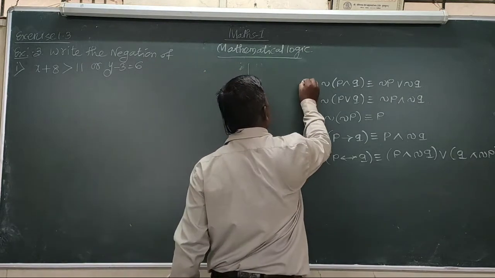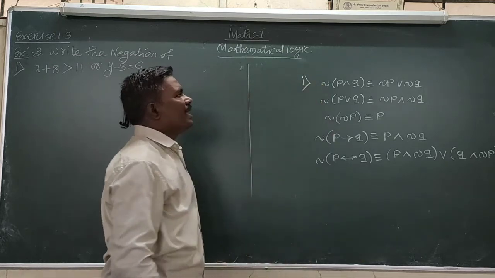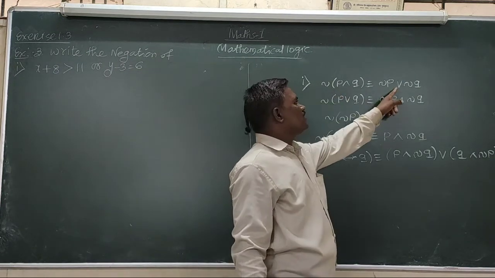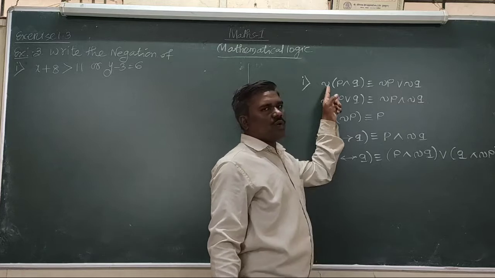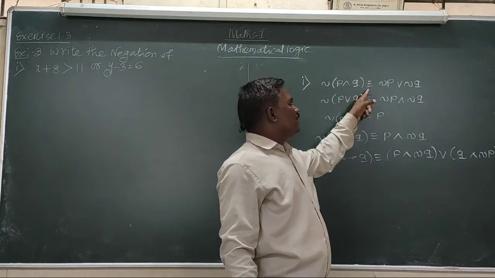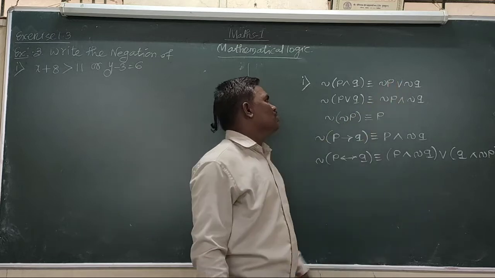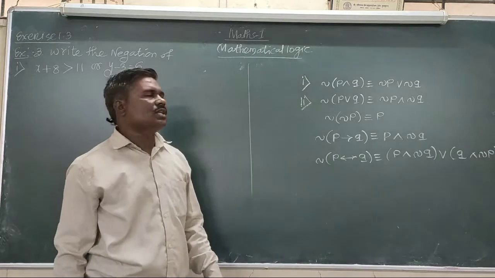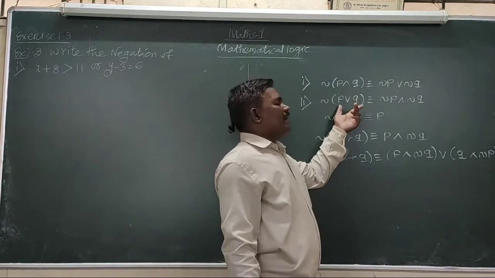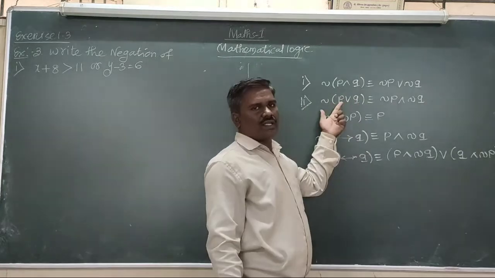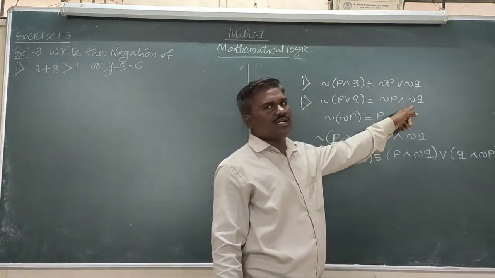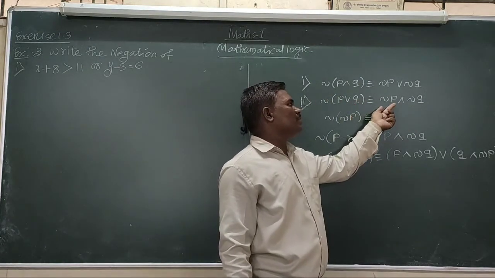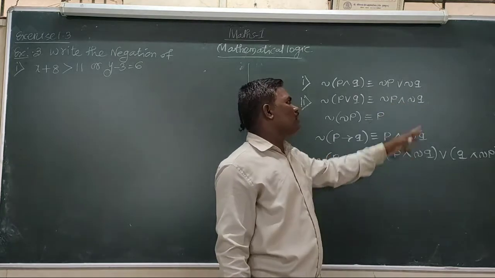Therefore, the first law is the negation of the conjunction. The negation of the conjunction is the disjunction of their negations, that means negation of (P conjunction Q) is equivalent to negation of P disjunction negation of Q. Second law, the negation of disjunction: the negation of (P disjunction Q) is the conjunction of their negations, that is, negation of (P disjunction Q) is equivalent to negation of P conjunction negation of Q.